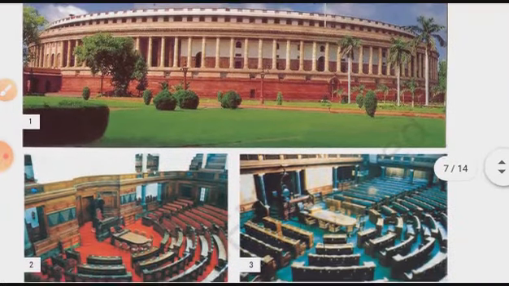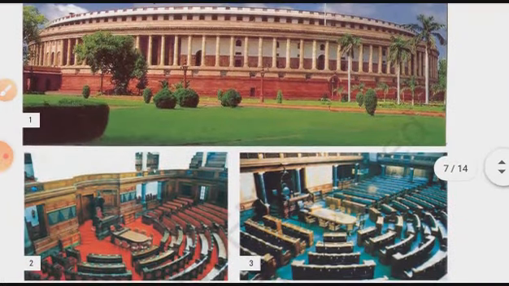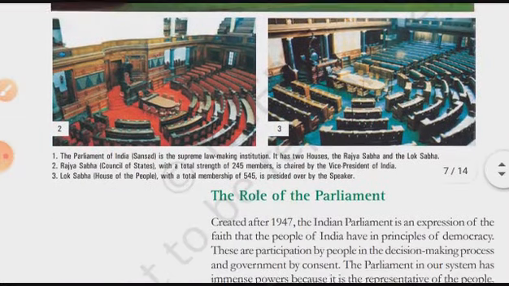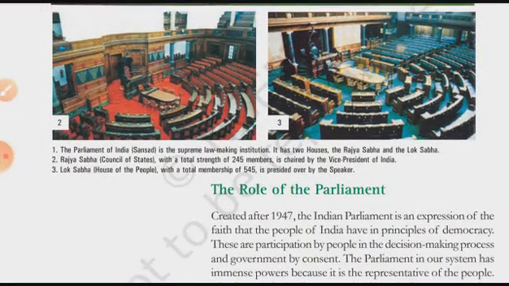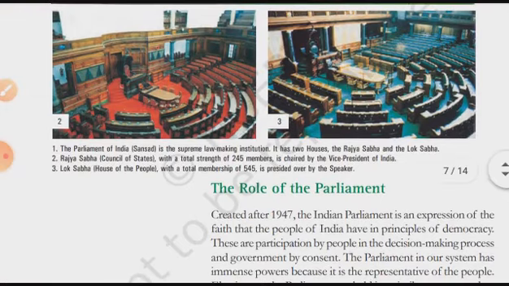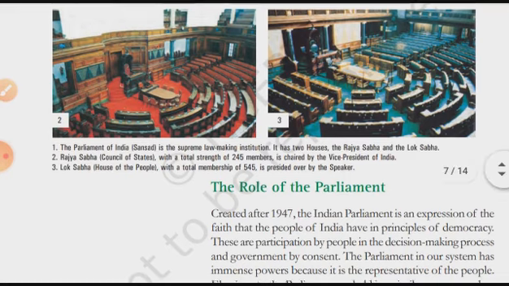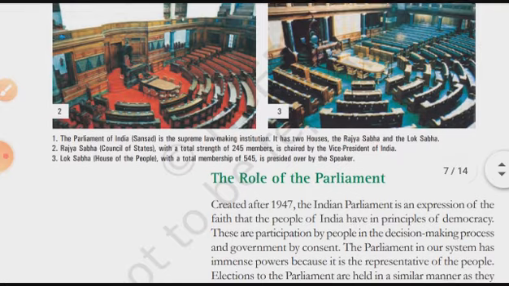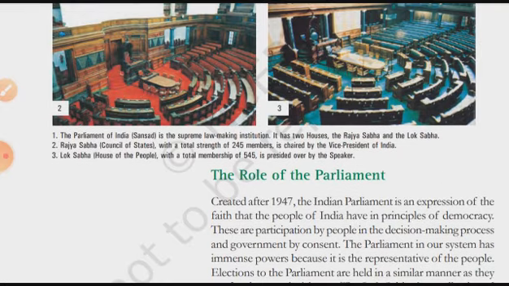So as I have already told, this is the parliament house shown in the picture, and below it they have given some points related to the parliament. Let's have a discussion over it. The Parliament of India is the supreme law making institution. As I have already told you, it is the supreme law making body in our country. It has two houses, the Rajya Sabha and the Lok Sabha. The Rajya Sabha is the upper house, and the Lok Sabha is known as the lower house.